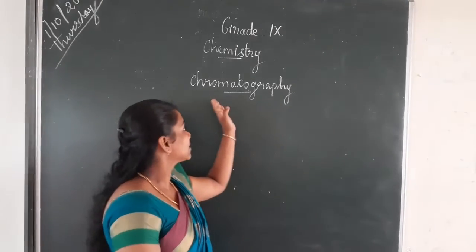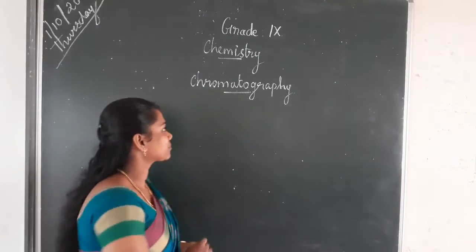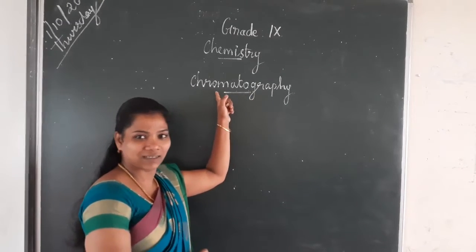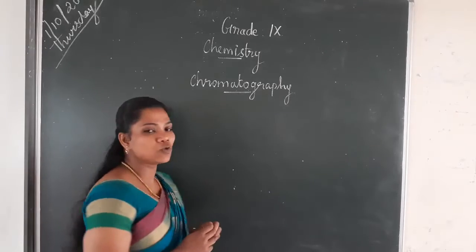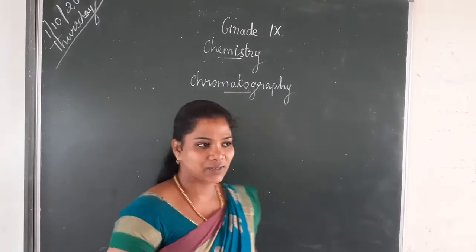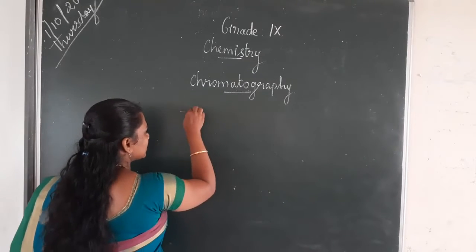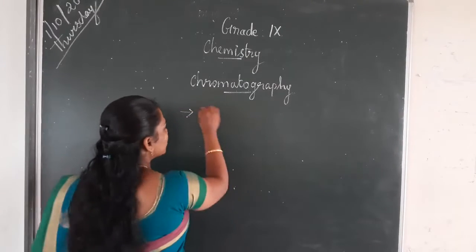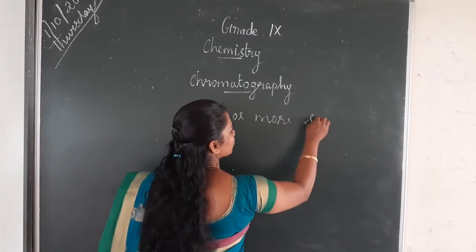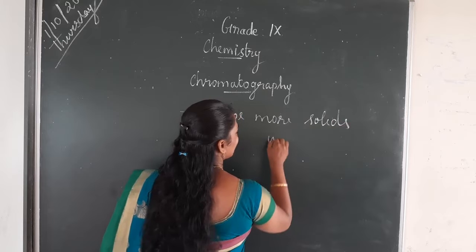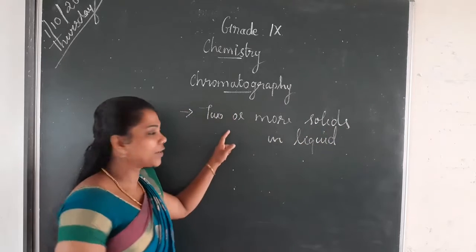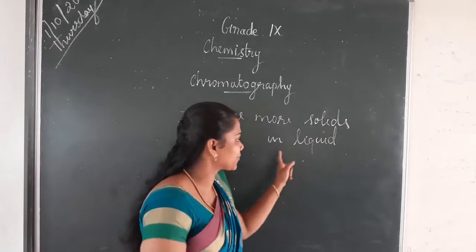What is the technique name? Chromatography. Okay, ma'am. So chromo, see it? Chromo means color. So mainly this technique is used for separating the colored components. And also it is used for the separation of two or more solids in liquid. So this technique is employed for the separation of two or more solids from liquid.